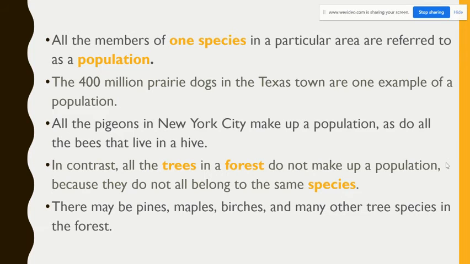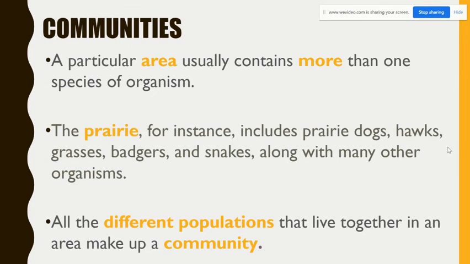Now, the example that's different is if you look at all the different trees in a forest. It's not just all one type of tree in that area. You have different species of trees, so they don't make up a population. You could have pine trees, maple trees, birch trees, oak trees, all different kinds, all mixed in that area. So when a particular area contains more than one species of an organism, it's considered a community.